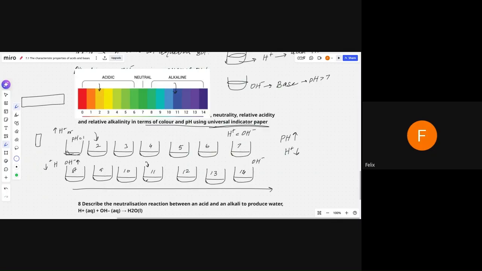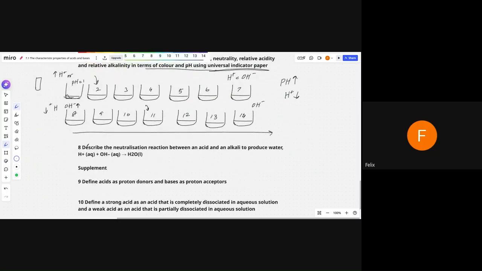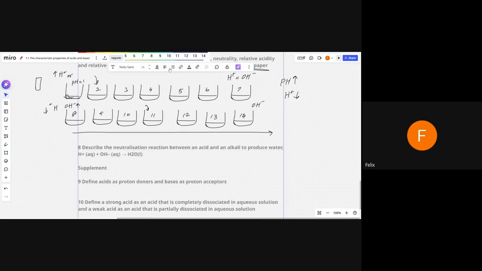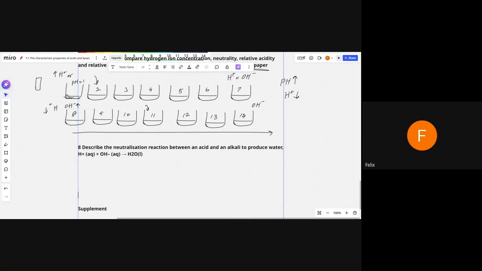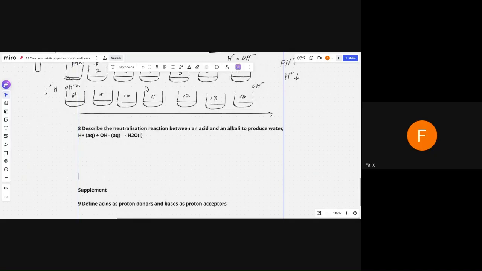Now we can move on to topic number 8. And yeah, this is the last topic for core students. The extended students can keep watching because both core and supplement are included in their syllabus. So: describe the neutralization reaction between an acid and an alkali to produce water.